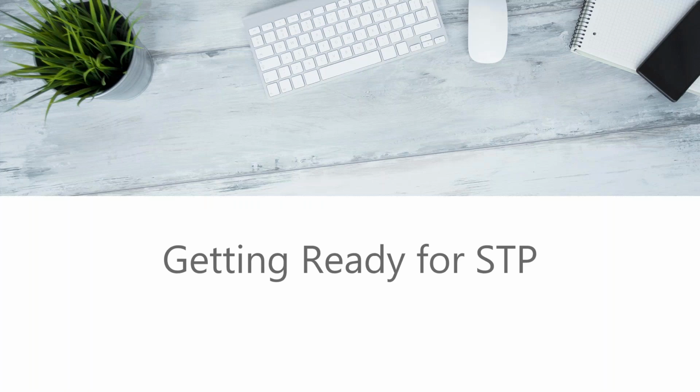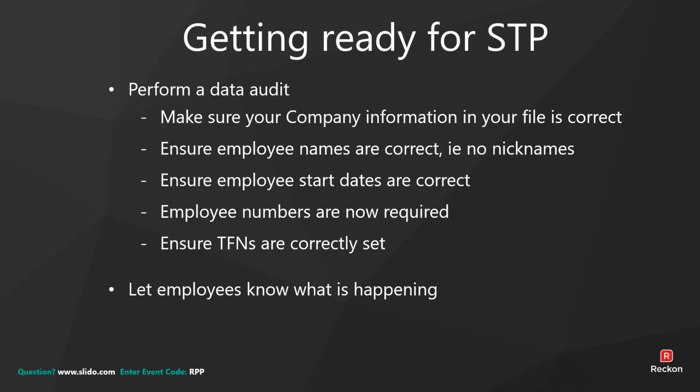So just a little recap here as well. Getting ready for STP: what do we need to do to get ready? Perform that data audit. On your company file, make sure that your company information is correct. Employee names are correct, no nicknames, shorter names, that sort of thing. Start dates for the employees are reasonably accurate as well. And the employee numbers are now required, so just make sure they're on everything as well. And then finally, the TFNs are correctly set for the employees, so they've got the right TFN on them.